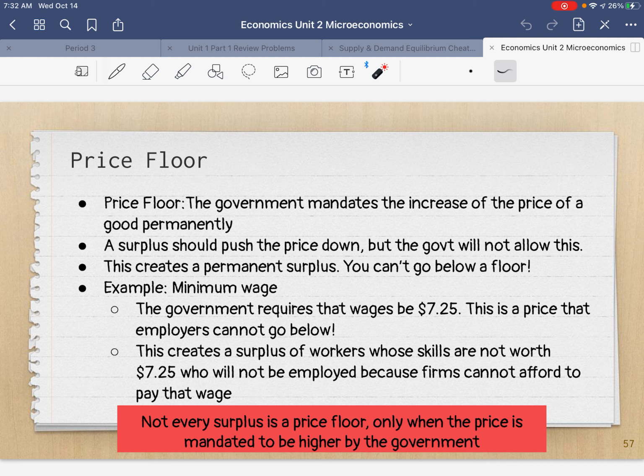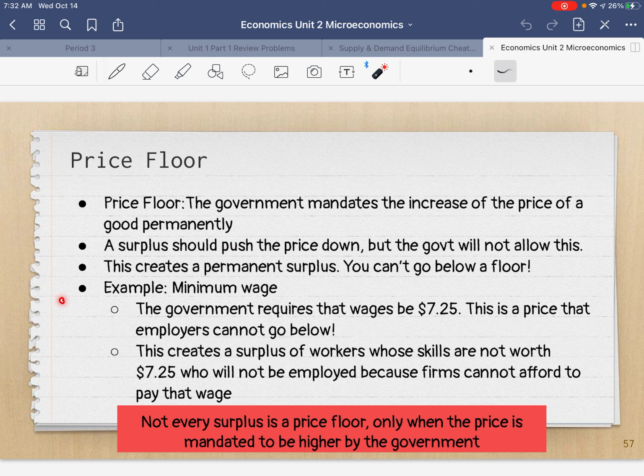A surplus, remember, should push the price down. My house wouldn't sell, so I pushed the price down. It was a surplus house, so I had to put it on sale so it would sell. But the government says, nope, sorry, here is the floor and you can't go beneath it, okay? So you cannot go below the floor. This creates a permanent surplus.